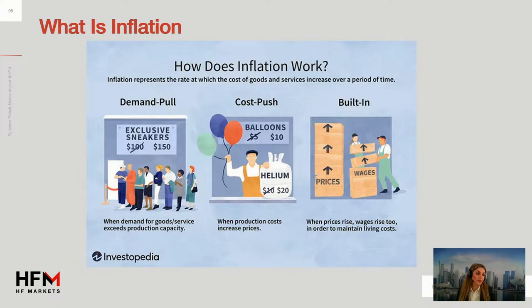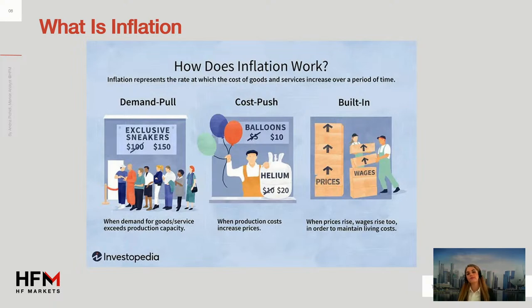So the last 2 years, actually, since after the pandemic, because precisely after the pandemic, we had the decline of oil. So since last year, we have literally seen this cost push effect.